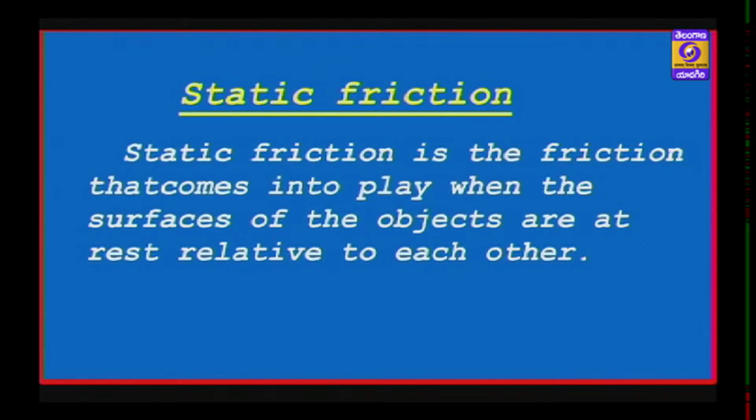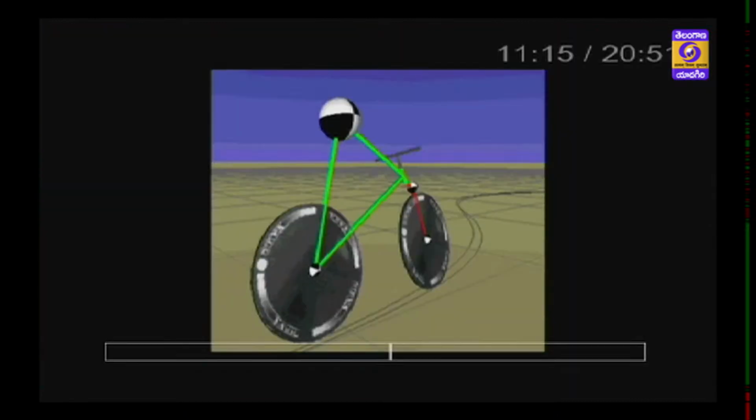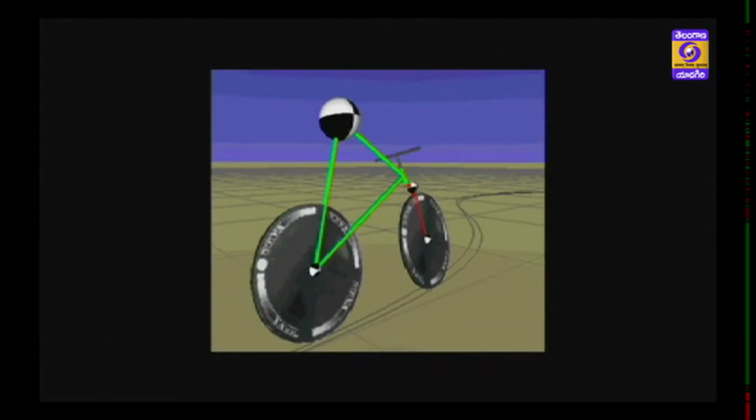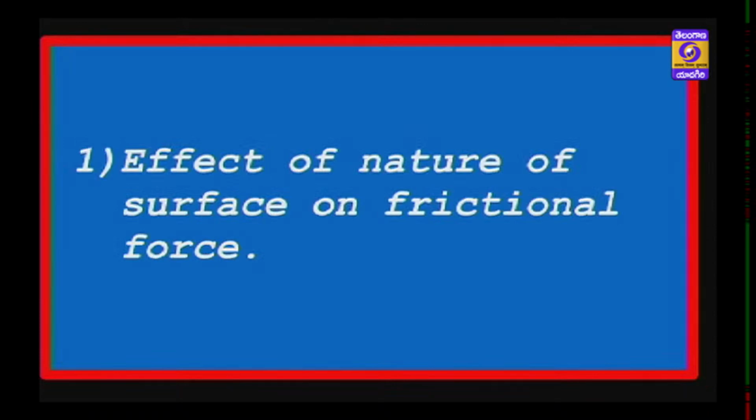Let us see few examples of static friction. The cycle is put on the floor and there is a static friction acting between the wheels of the cycle and the surface of the floor. Let us now look into the factors affecting friction. The first one is effect of nature of surface on frictional force.